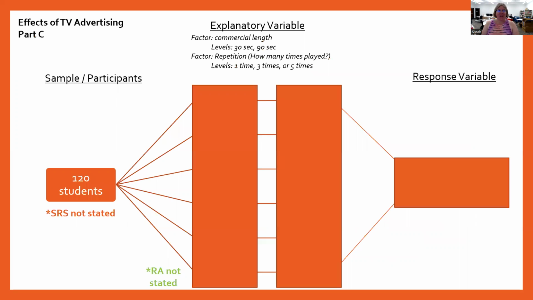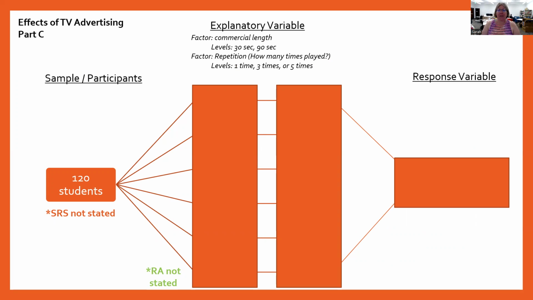Okay, so hopefully you gave this a try. We're going to start with our 120 students again. We still don't have simple random sample stated. And now we're going to look at our explanatory variables. So I have the commercial length with 2 levels, and I have the repetition that has 3 levels.